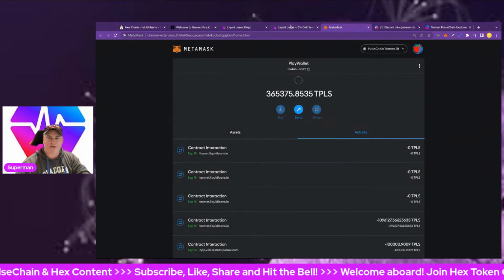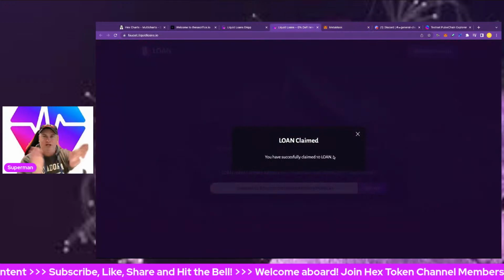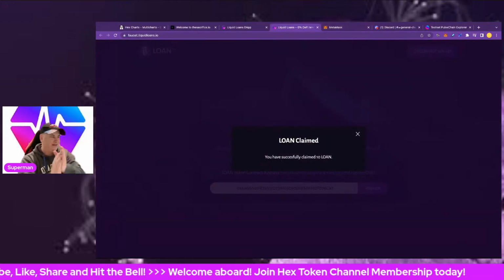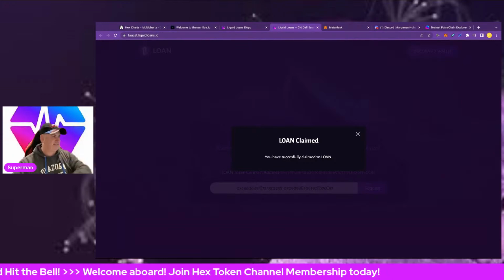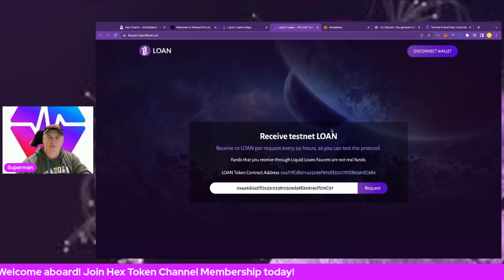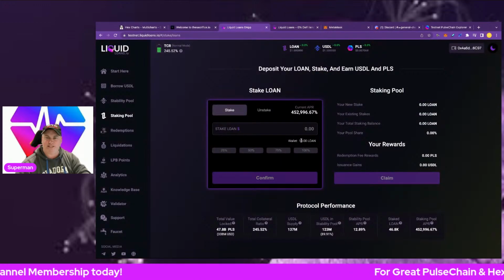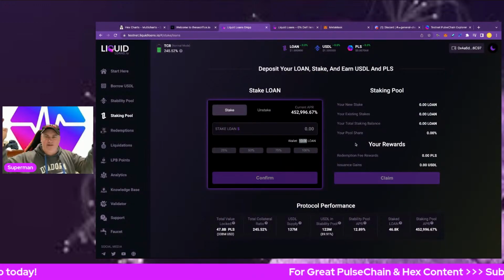Don't know whether we've got some loan tokens. You have successfully claimed 10 loan tokens. Woo-hoo! Nice one. We're rich. Nice. That's pretty cool. So we're going to jump away from that. And of course, we should be able to see our 10 loan tokens. There they are. Yes. We are rich, folks.